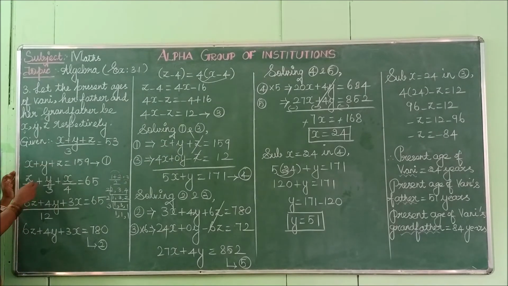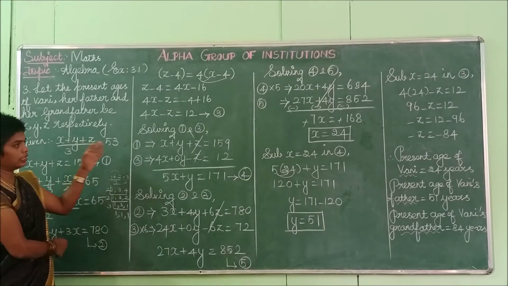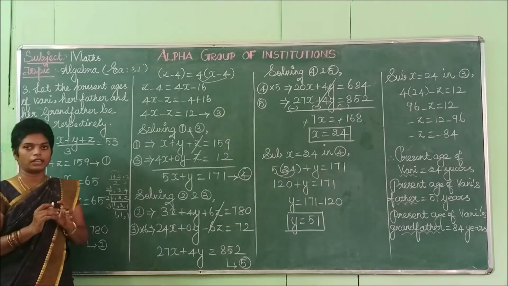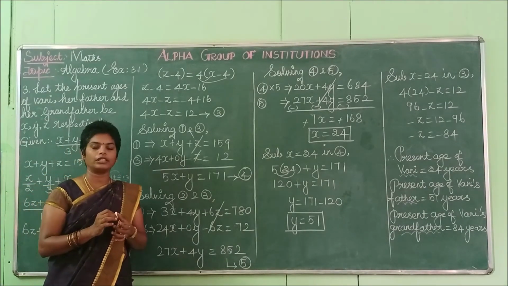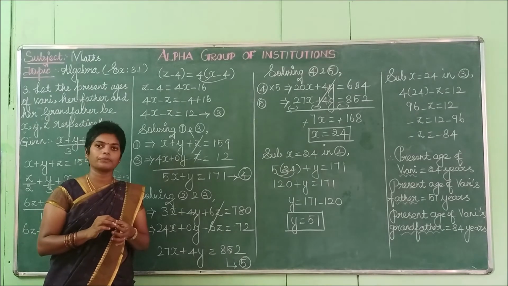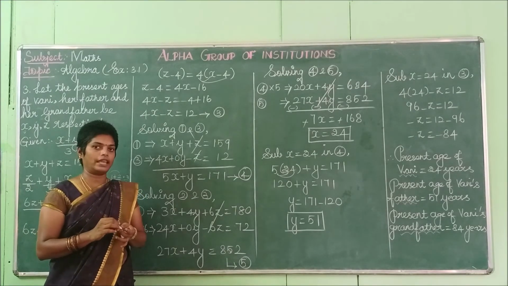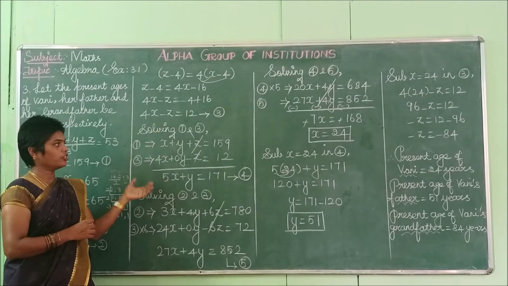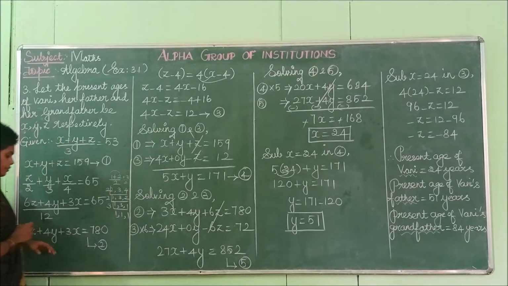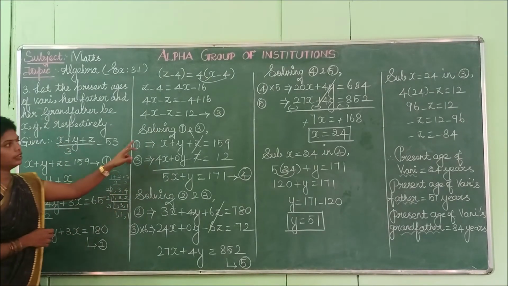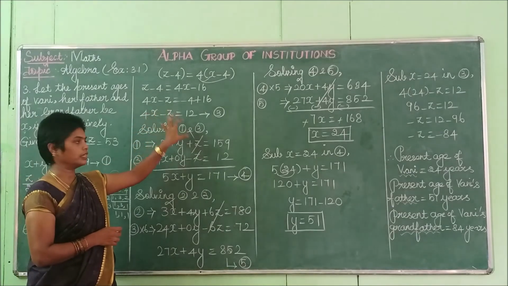First equation using the average. Second equation half, 1/3, 1/4. And third equation is grandfather's age: 4 years ago, grandfather's age is 4 times Vani's age. So you have solved this equation also. So look at the first equation and the third equation. Now I am going to solve the first and third equation.